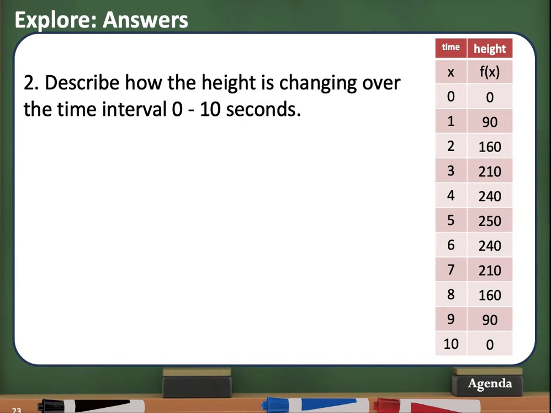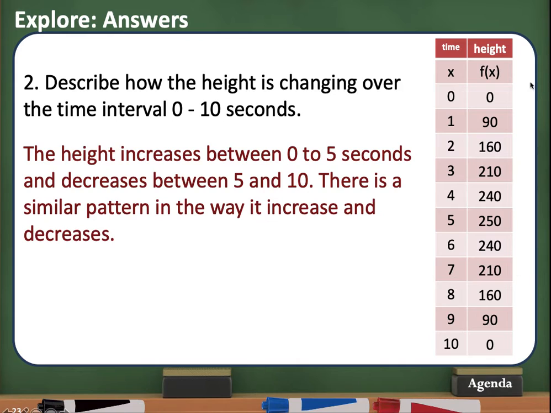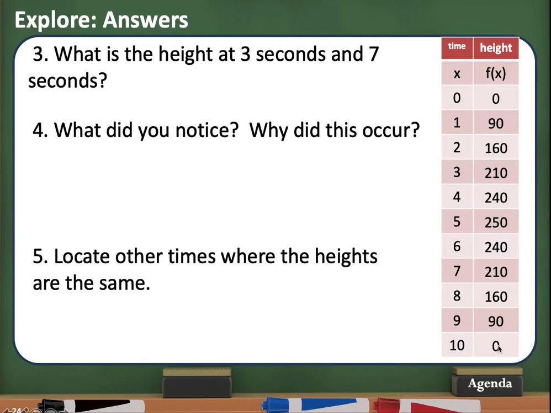Number 2, it says, describe how the height is changing over the time interval 0 to 10. Hopefully you wrote something that you noticed from 0 to 5 seconds, it was increasing. And then from 5 to 10, it started decreasing in a similar pattern as the way that it increased. So we again see that repeated pattern, right, that we saw yesterday. 0, 90, 160, 210, 240, 250, 240, 210, 160, 90, 0. So we see that pattern again.